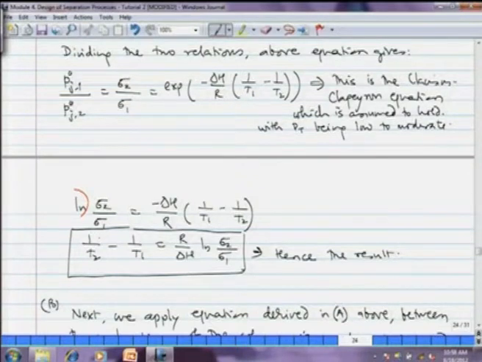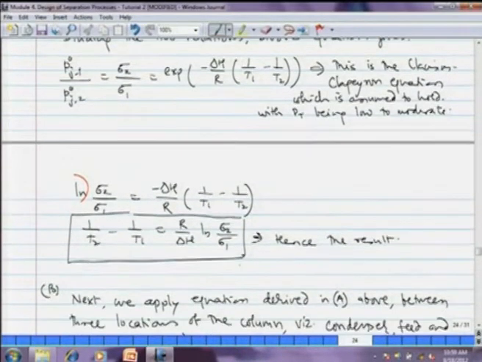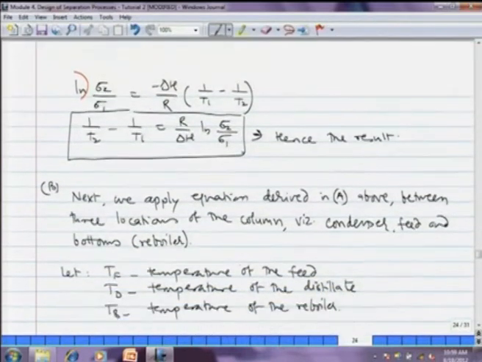in terms of the temperature difference. 1 by T 2 minus 1 by T 1 is equal to R by delta H into ln sigma 2 by sigma 1. So, we have derived the expression for temperature difference at any 2 points in a distillation column. Okay. Remember, this particular equation has several assumptions in it. In the first place, it is for a close boiling mixture, a mixture which does not exhibit non-ideal conditions like hydrogen bonding, etc. So, keep in mind the assumptions that we have made in the derivation of this equation.